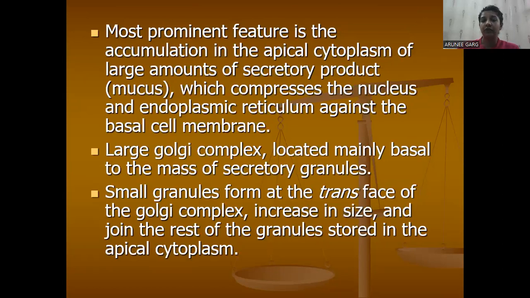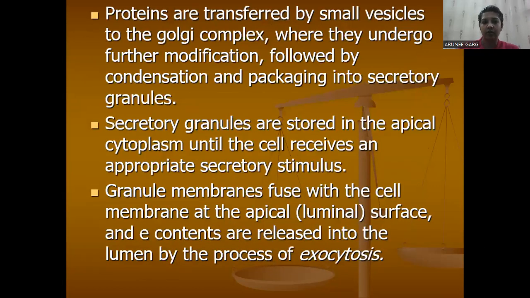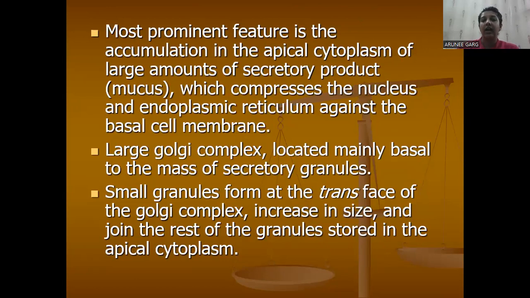The most prominent feature of the mucous cell is the mucus accumulation in the secretory granules at the apical part of the cell towards the lumen, which compresses the nucleus and endoplasmic reticulum against the basal cell membrane. A large Golgi complex located mainly basal to the mass of the secretory granules is present. Small granules form at the trans face of the Golgi complex, which increase in size and then join the rest of the granules, which are stored in the apical cytoplasm and then secreted into the duct.